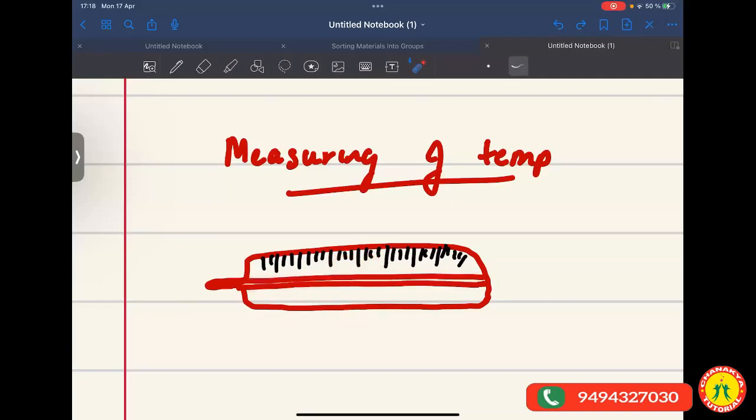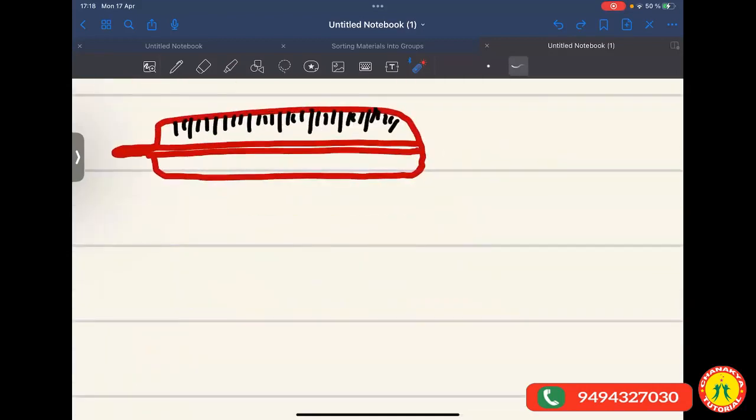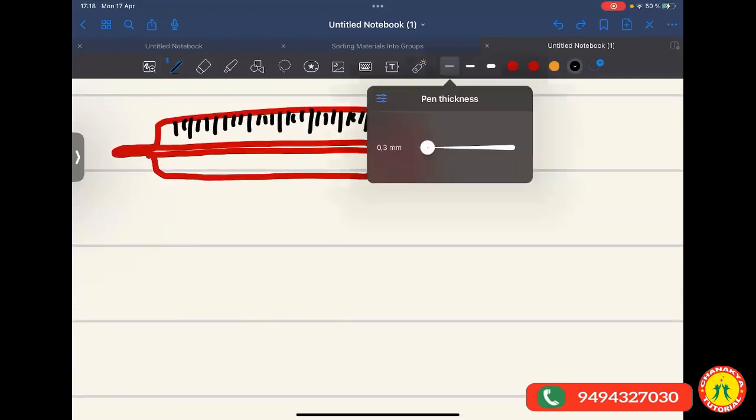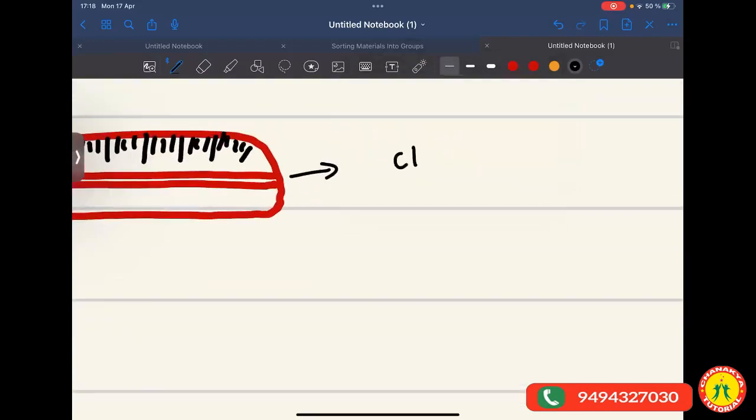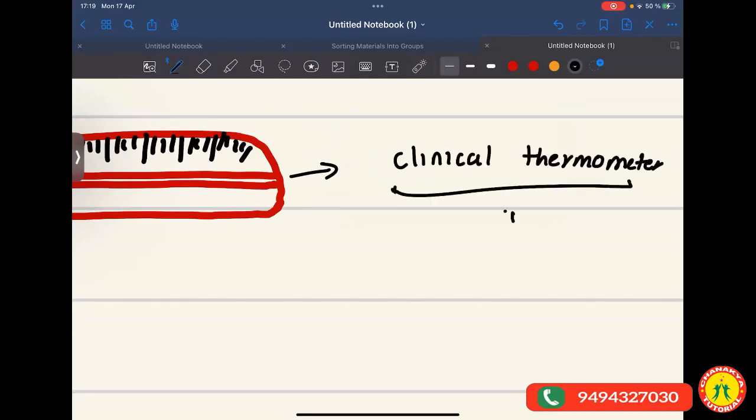Okay. So you know that there are so many lines that are measuring in a thermometer. So a thermometer measures our body temperature. So this type of thermometer that I drew over here. As Varshit said, yeah, there are different types of thermometer. But the thermometer that I have drawn over here is a clinical thermometer. So what is a clinical thermometer used for? It is used for measuring body temperature.